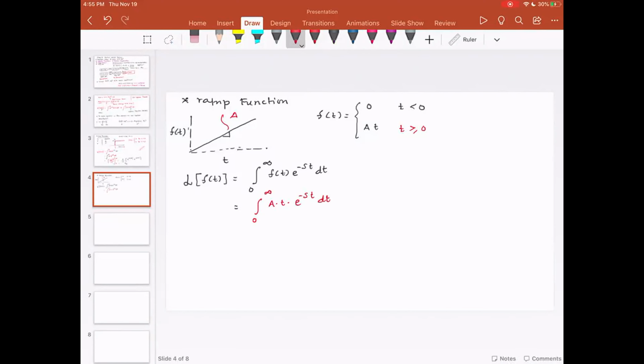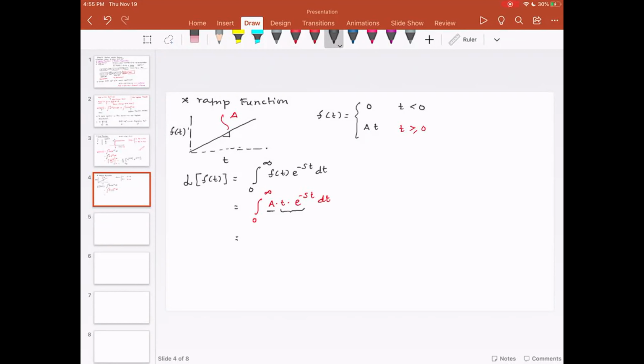And now what we need to do is perform the integration. Please note, a is a constant, so that can go out. But now I have two variables, t and e to the power minus st. And believe it or not, we have to use integration by parts. And when we use integration by parts, I hope you remember the equation for integration by parts.